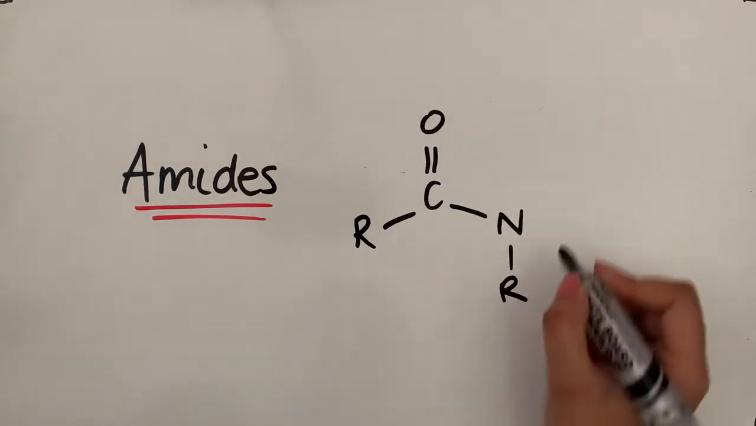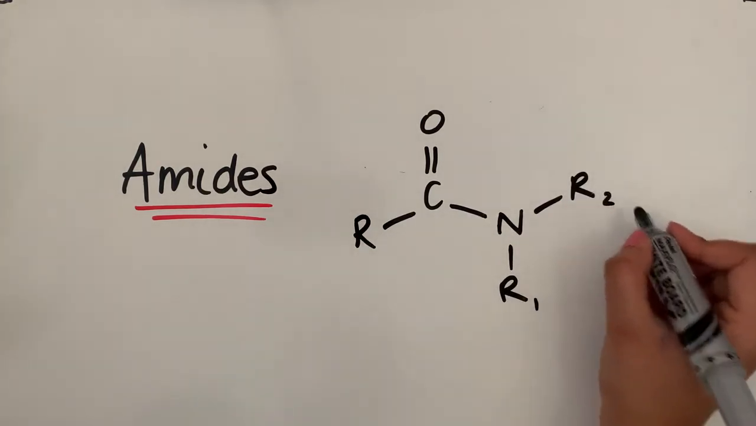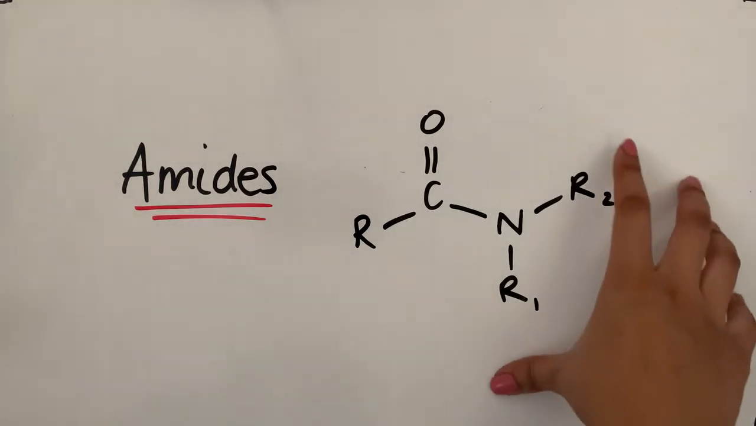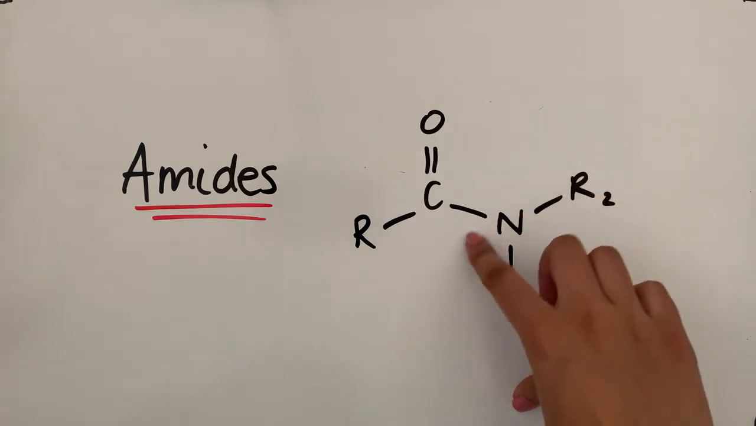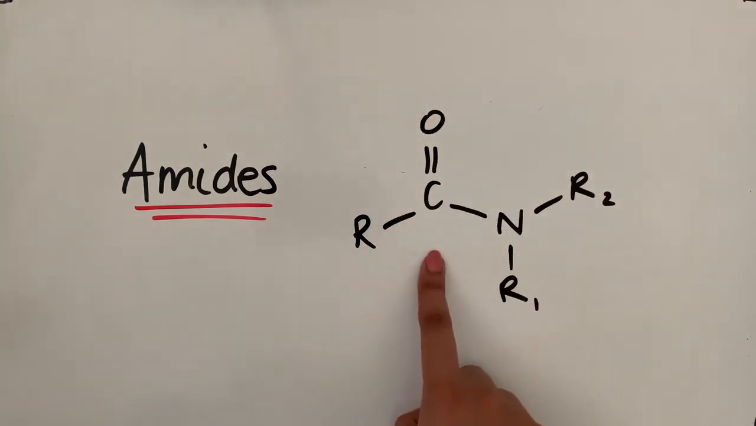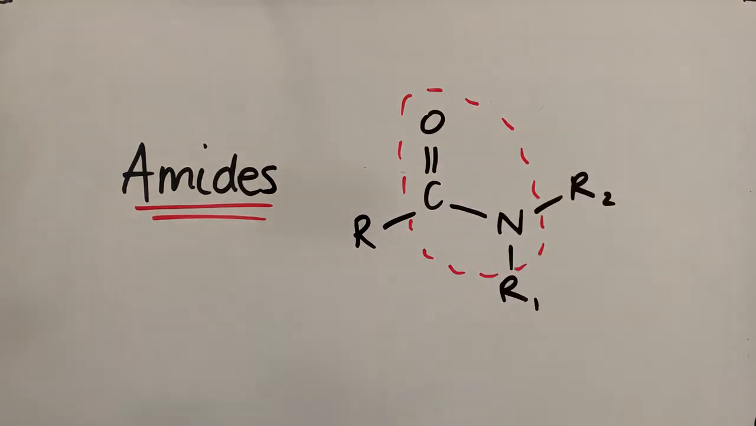Okay, and obviously nitrogen needs to have 3 bonds, so it can be bonded to other R groups. Those R groups can be hydrogens, depending on what that molecule is. So this is what we mean by an amide. You must have a nitrogen group directly bonded to that carbonyl group there. Just to make it a bit clearer, this part here is the amide group.